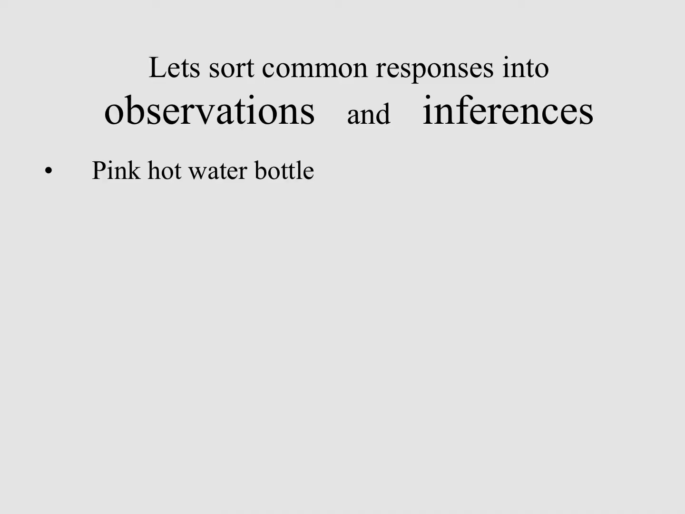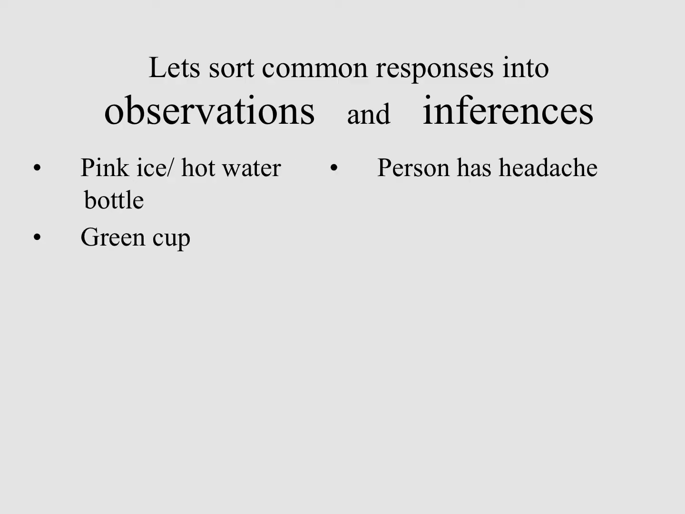That thing on her head, it's like a pink hot water bottle. We used to call them hot water bottles, but you can put ice in them, an ice pack. That's something that we're observing. It's there in the picture. The green cup is there in the picture. She has a headache. Are we seeing that with our eyes? Or did we decide based on what we're seeing that she has a headache? She has a headache is an inference, not an observation.